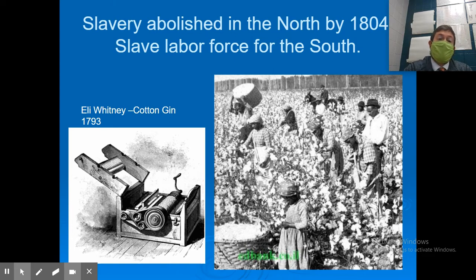Okay. Prior to 1793, slavery in the South was actually on the decline, but because of Eli Whitney and his invention of the cotton gin, it became a big booming business because it made cotton very, very profitable.